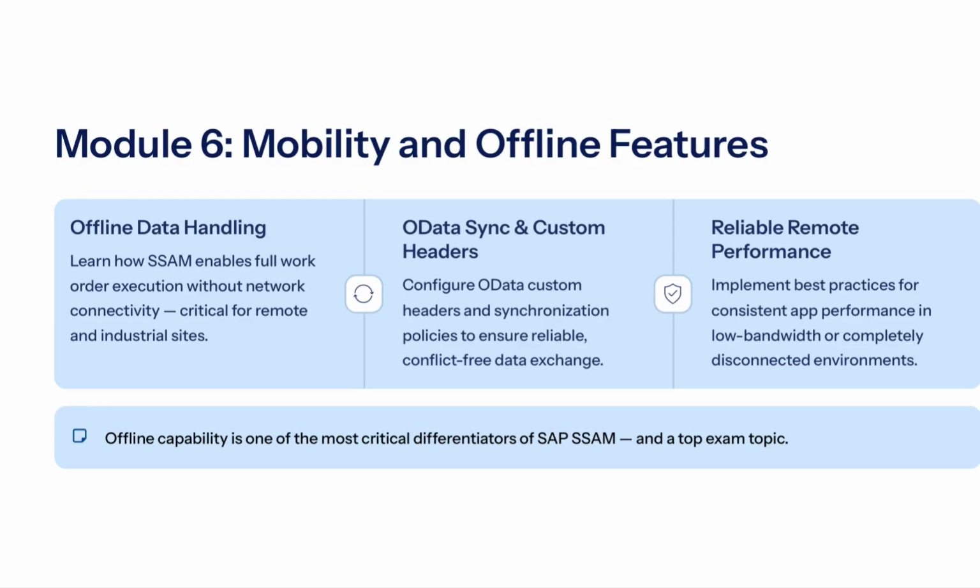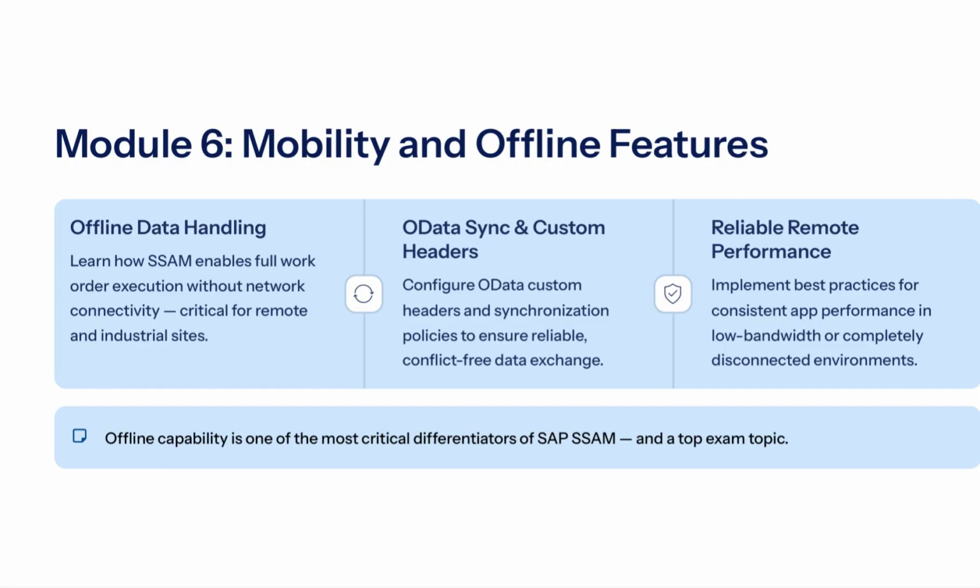Offline data handling is crucial for industries that require constant connectivity to function effectively. Industries like manufacturing and logistics need reliable systems to manage orders and processes efficiently. Offline data handling enables full work order execution even when there is no internet connection available. This feature is particularly useful for companies operating in areas with limited or no internet access.